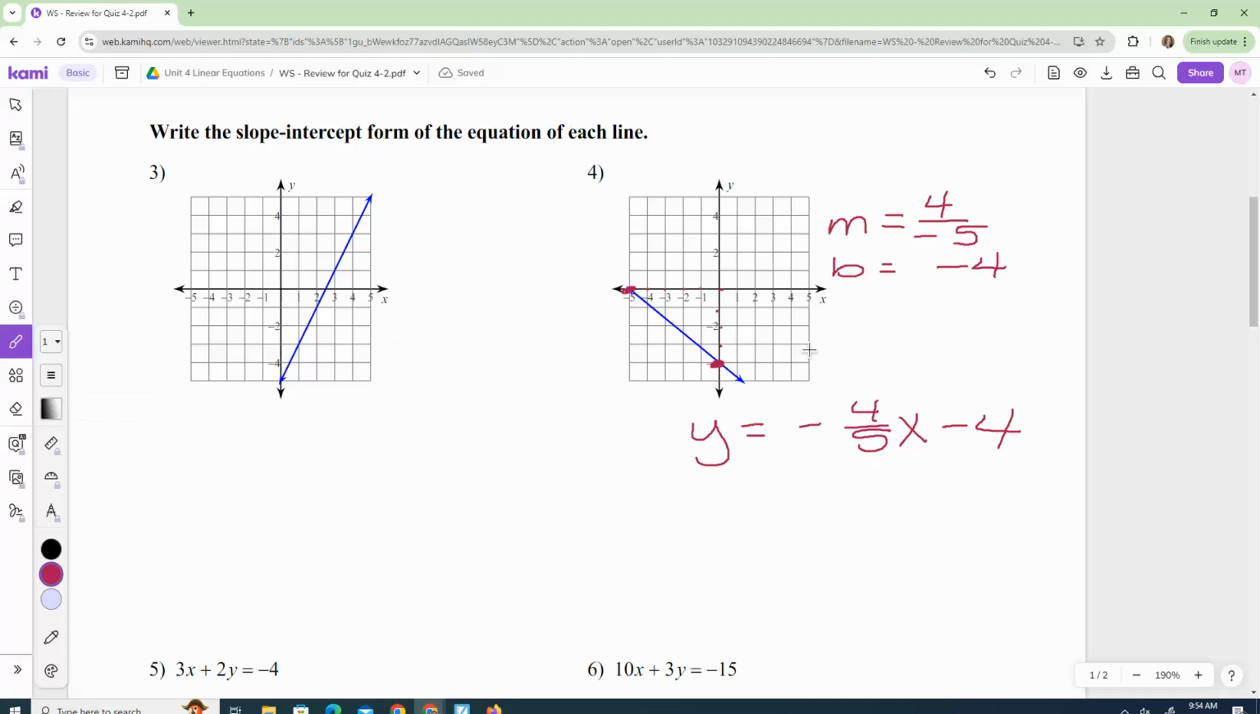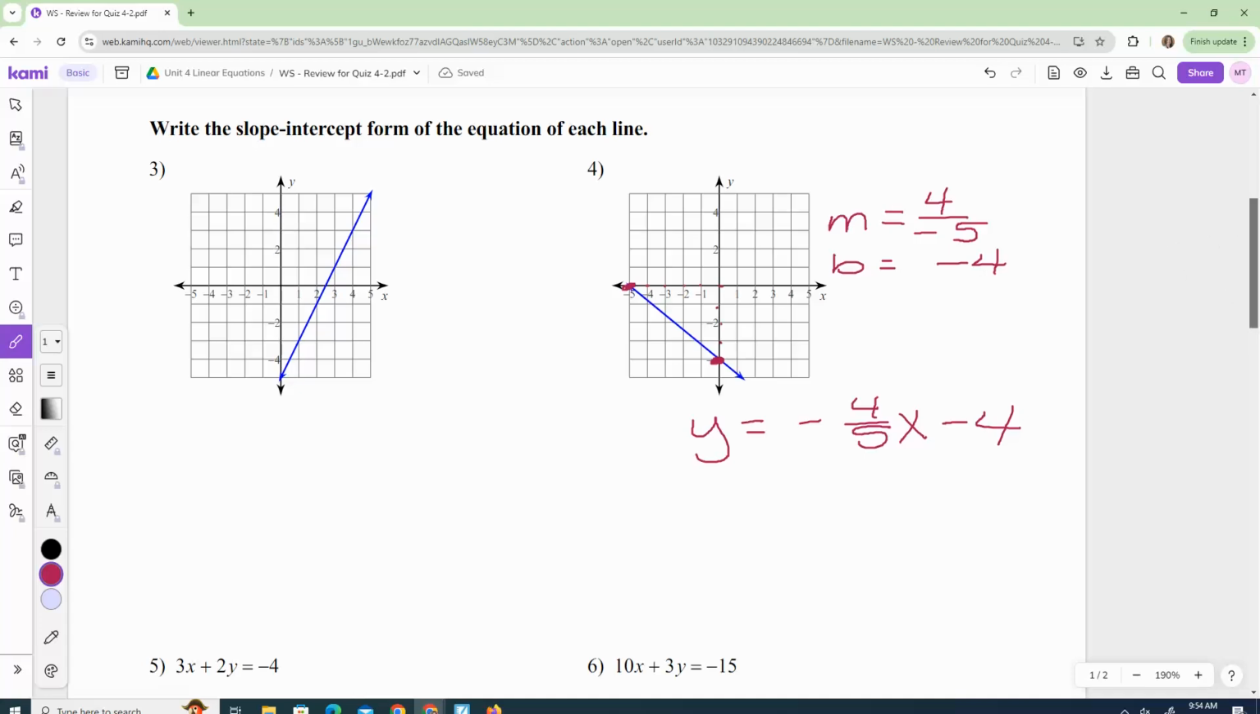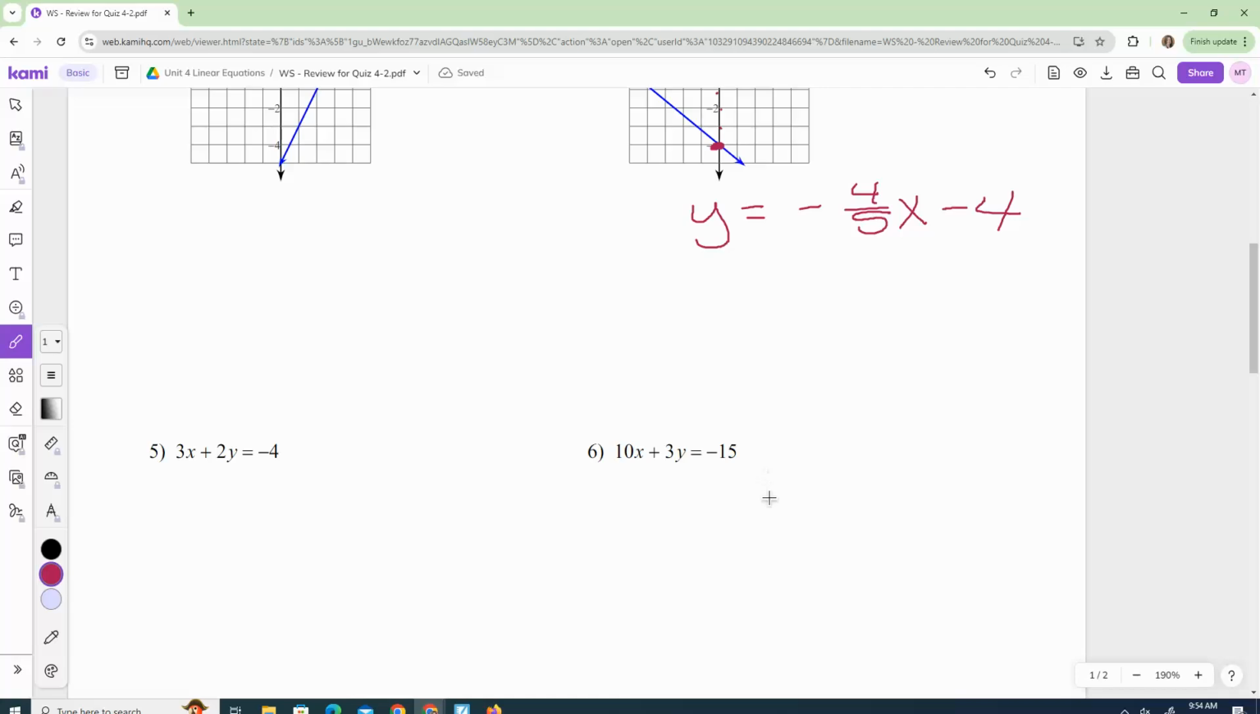Let's look at problem 6. And everybody better be writing these down with me or I'm going to stop reviewing them. If I ask you to put this in slope-intercept form, that means y equals mx plus b. What form is it currently in? Standard. So we have to move it around.